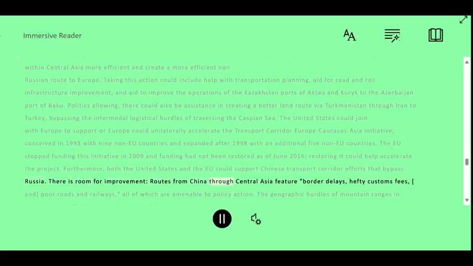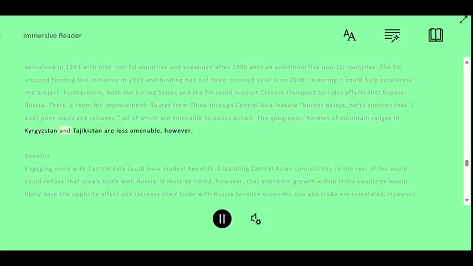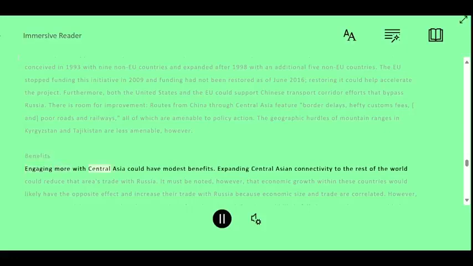Routes from China through Central Asia feature border delays, hefty customs fees, and poor roads and railways, all of which are amenable to policy action. The geographic hurdles of mountain ranges in Kyrgyzstan and Tajikistan are less amenable, however. Benefits. Engaging more with Central Asia could have modest benefits.